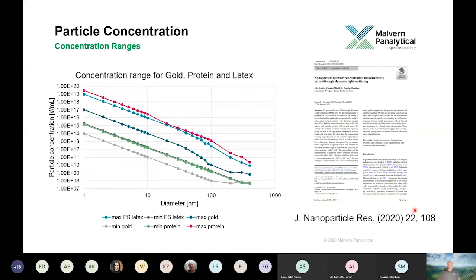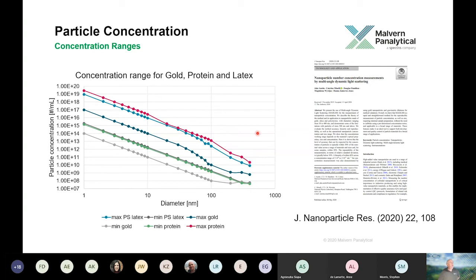Now, this graph here shows that the concentration ranges that we can cover with this measurement in the Ultra will depend on the material that we're measuring. So you've got here different concentration ranges for latex, for gold, and for protein. But for some cases we can get almost as high as 10 to the 20, and in some cases as low as just under 10 to the 8 particles per mil.